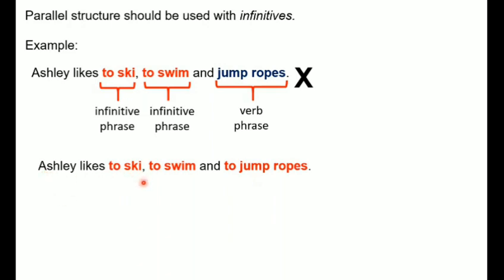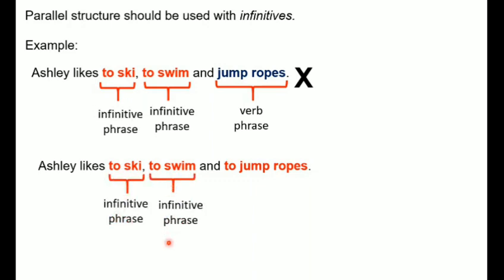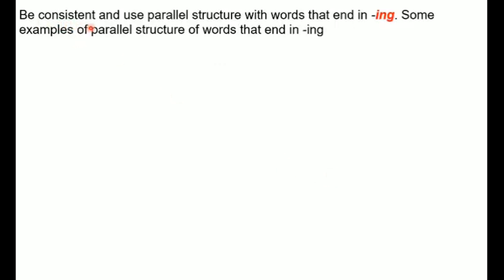It should be like this. Ashley likes to ski, to swim, and to jump ropes. The first element here is an infinitive phrase. The second element is also an infinitive phrase. And the third element is also an infinitive phrase. This is now balanced, so this is now correct. Okay, next. Be consistent and use parallel structure with words that end in ing.